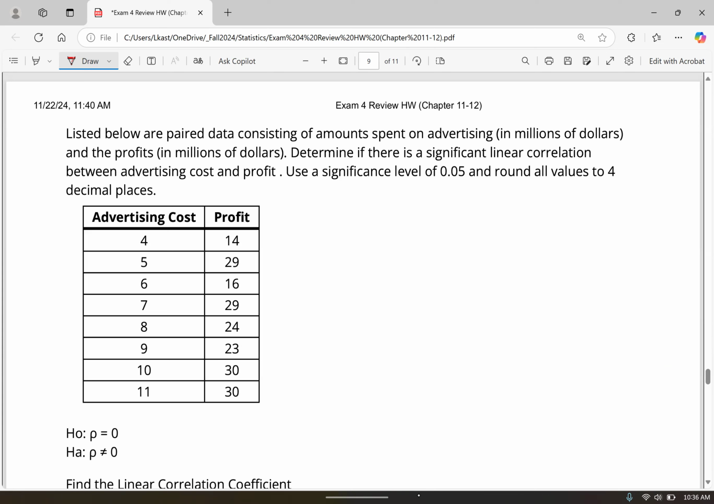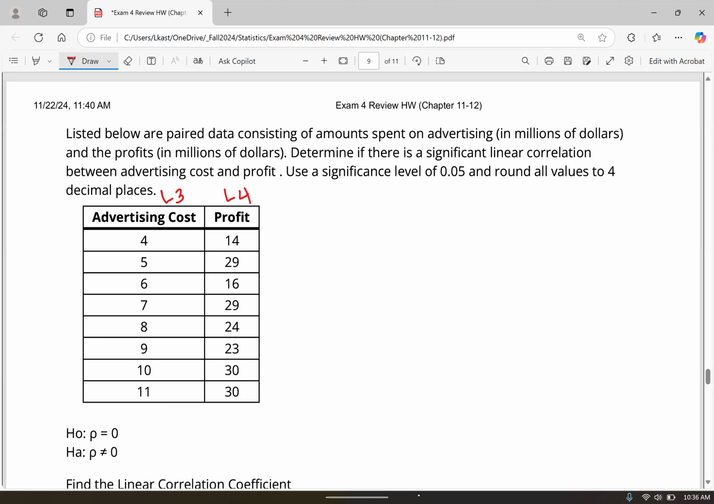So I have already used my list L1 and L2. And because I'm taking a test and I don't want to delete any data until I'm done, I'm going to put the advertising cost, which is our independent variable, that's our X's, in L3. And our profit should depend on how much we spend in advertising. So that would be the Y variable, the dependent variable. I'm going to put that in L4.